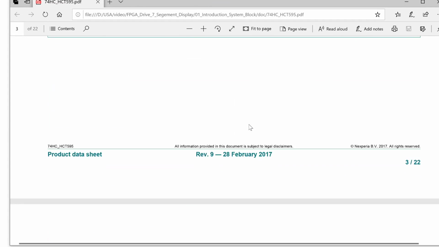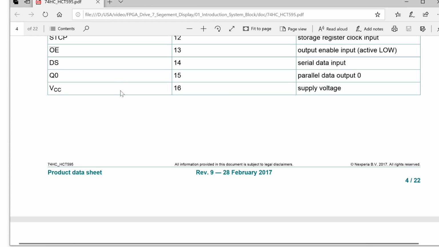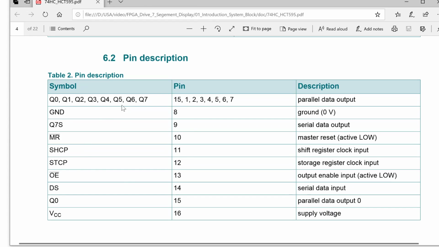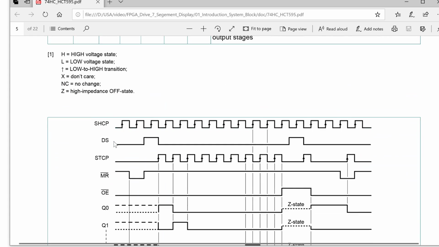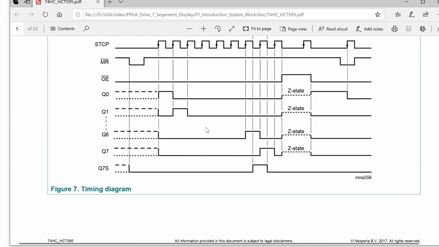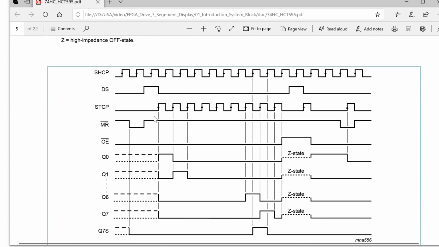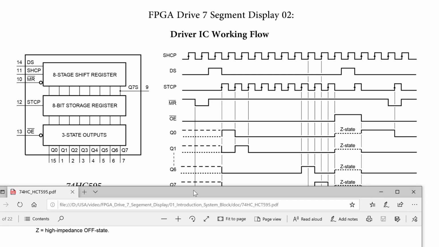So the next thing is the pin description. Of course, if you want to understand one IC, you need to understand what the function of each pin is. Next is the timing diagram, which is also very important. We put it here.